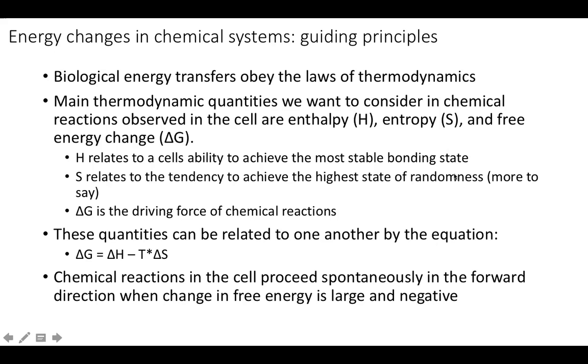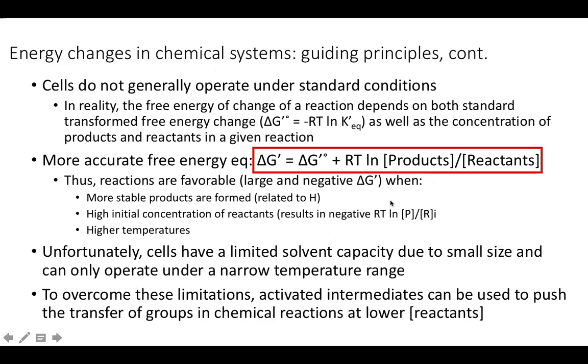Ultimately, the change in free energy is the driving force of chemical reactions, with chemical reactions proceeding spontaneously in the forward direction when delta G is large and negative. Cells, however, do not normally operate under standard conditions and therefore cannot follow that previous equation. In reality, the free energy of a reaction depends on both the standard transform free energy change, which is delta G prime degree, as well as the concentration of products and reactants in a given reaction.